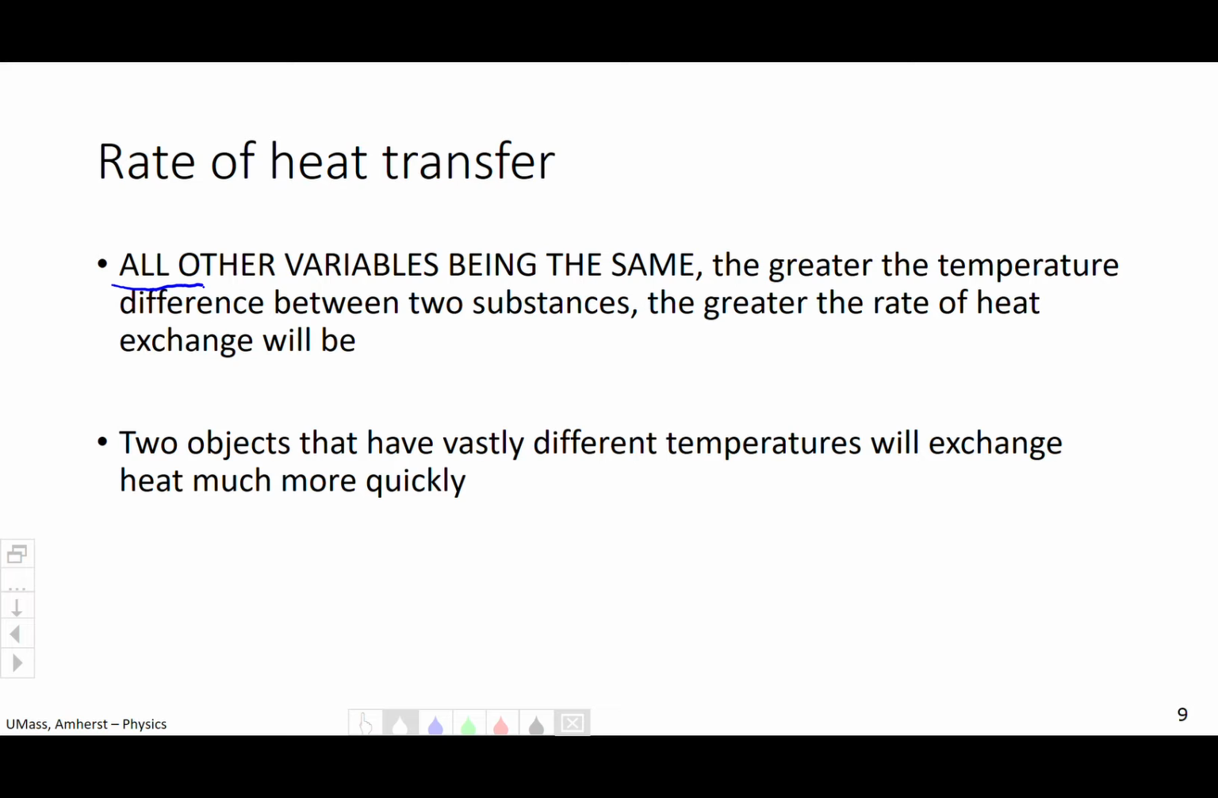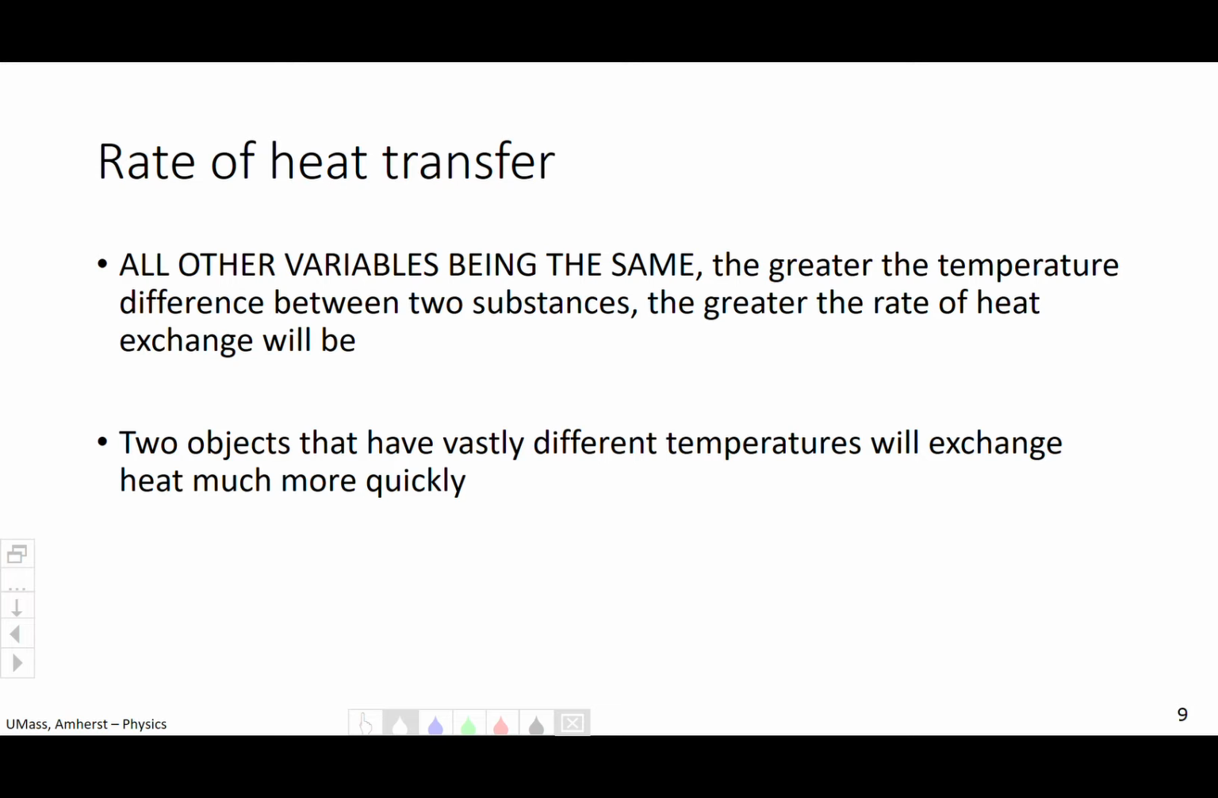Like I said, when we're going to thermal equilibrium between two different types of materials, all other variables being the same, the greater the temperature difference between the two, the greater the rate of heat exchange will be. So if I have a 1 degree difference between two objects, the rate of heat transfer is going to be rather slow. But if I take two objects that have a 1,000 degree difference, 1,000 Kelvin difference between them, or degrees Celsius, doesn't matter, those are going to exchange heat very, very quickly.